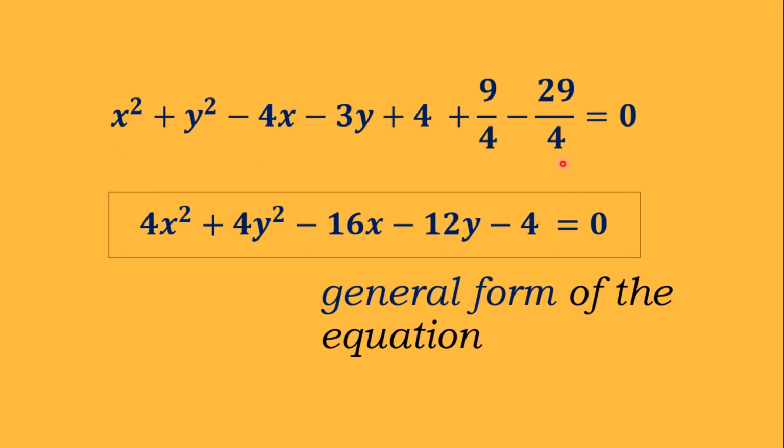Investigate the equation here. We have terms which are in fraction form, and the general form of the equation of a circle must be in integral coefficients. So what shall we do in here? We will multiply the equation by the LCD, which is 4. Therefore, the general form of the equation of the circle is 4x squared plus 4y squared minus 16x minus 12y minus 4 equals 0.